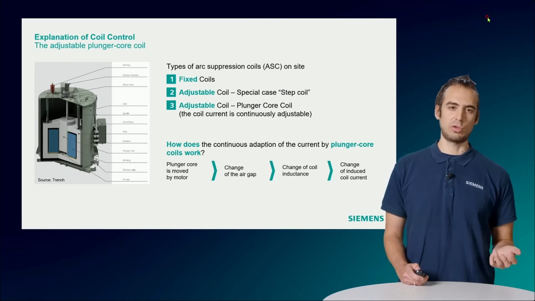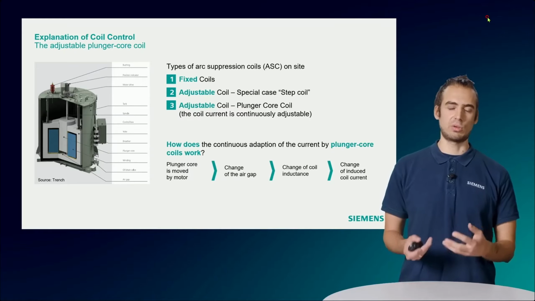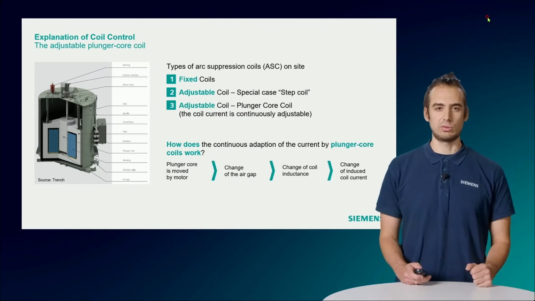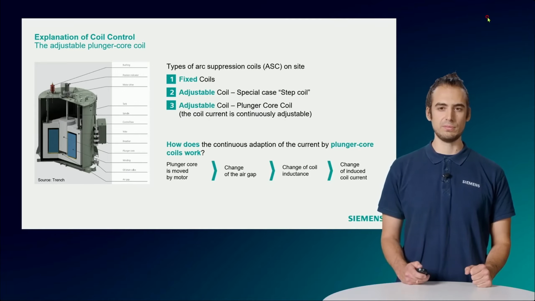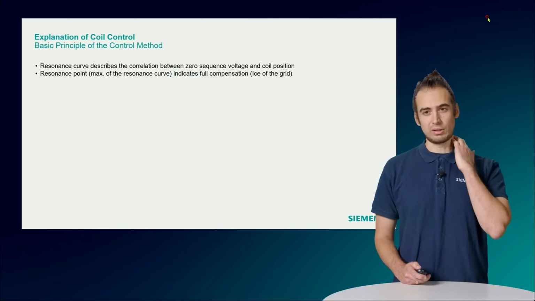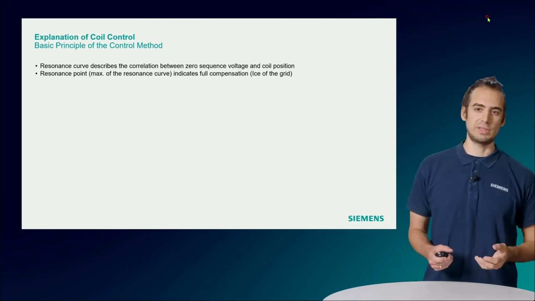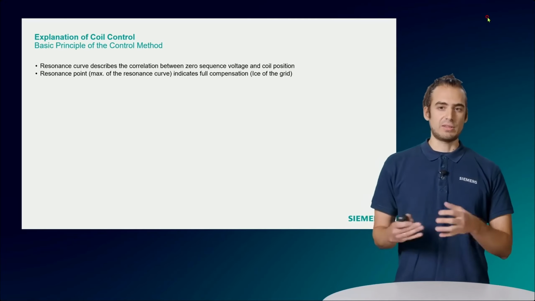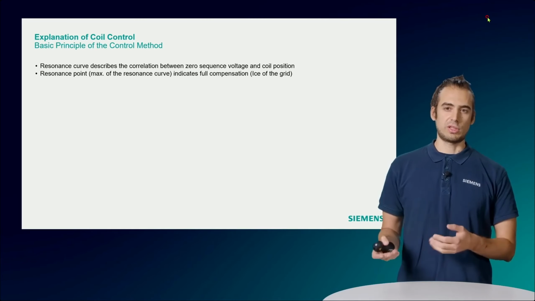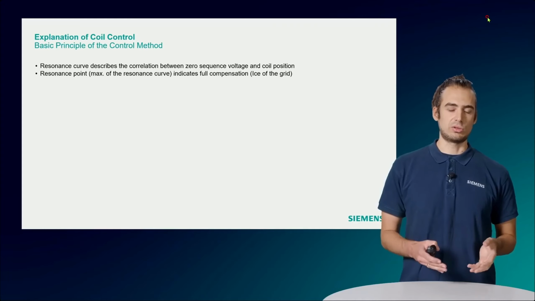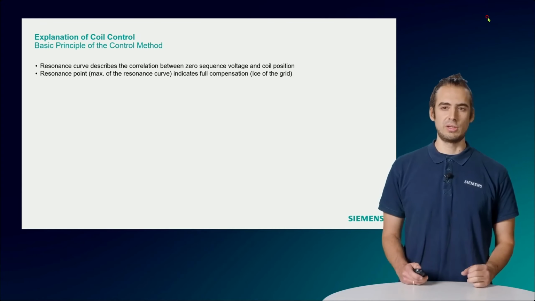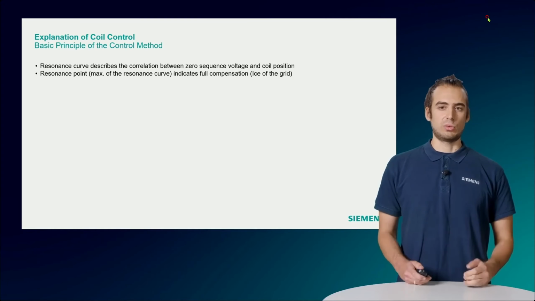And with the control function we can now give the higher and lower commands to the coil to control it. But how does the automatic tuning of the coil now work? The goal is to always find the capacitive current of the current grid state, and then adjust the coil to this value automatically. How do we do that in general?